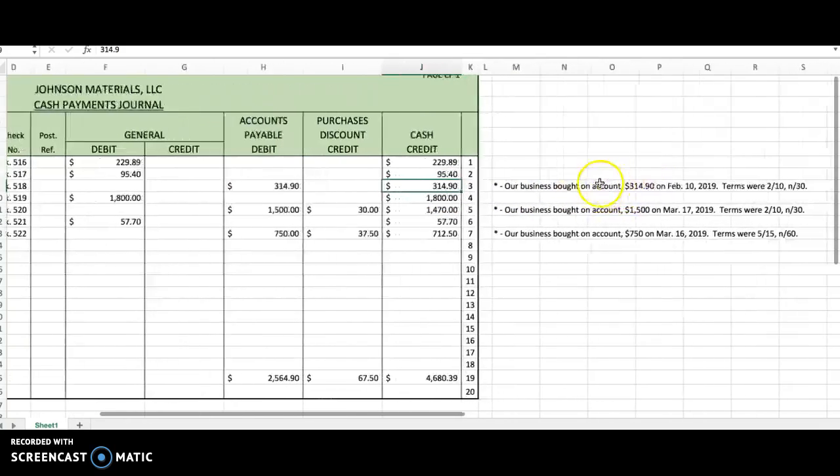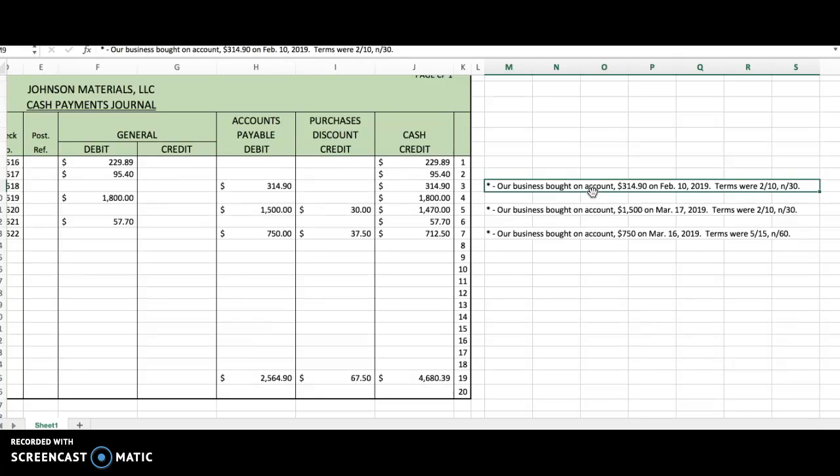But pay attention over here to the right. This tells you the terms that you would actually see if you went to the accounts payable ledger and looked up the account for the Timken company. Our business bought on account from this company $314.90 on February 10th, 2019. The terms were 2/10, n/30. We've had that before, so you should be familiar with what that means. If we had paid within 10 days, we would have taken a 2% discount. The total amount, the net amount, is due in 30 days.